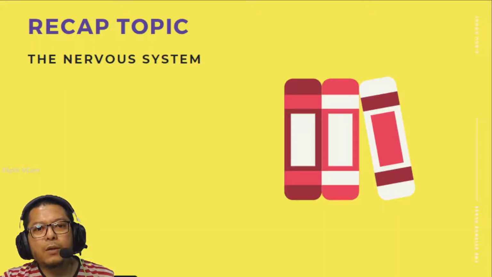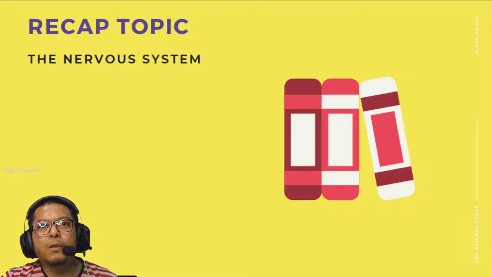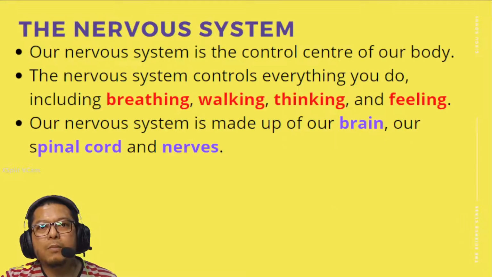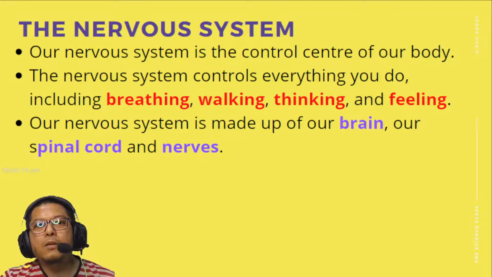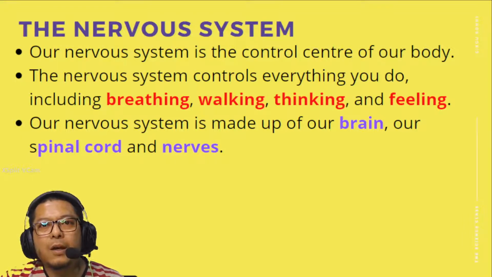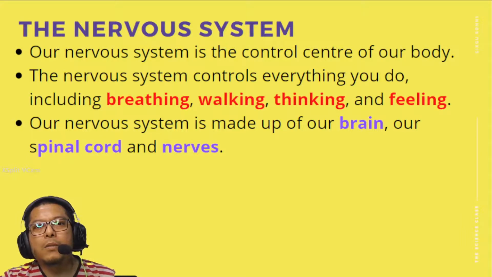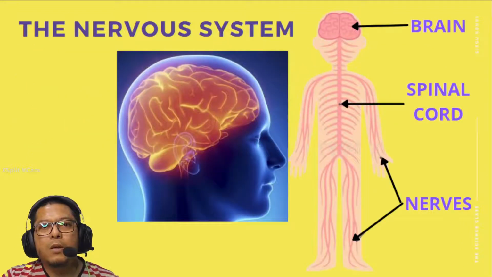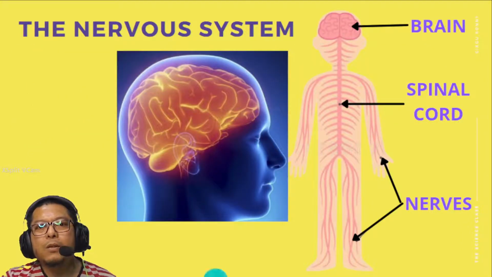But before we continue with this week's topic, we shall recap the previous lesson's topic, that is the nervous system. Our nervous system is the control center of our body. The nervous system controls everything we do, including breathing, walking, thinking, and feeling. Our nervous system is made up of our brain, our spinal cord, and nerves. If you can see here, we have learned about this. This is our brain. Now there are three parts of our nervous system: brain, spinal cord, and nerves. And this is our brain.